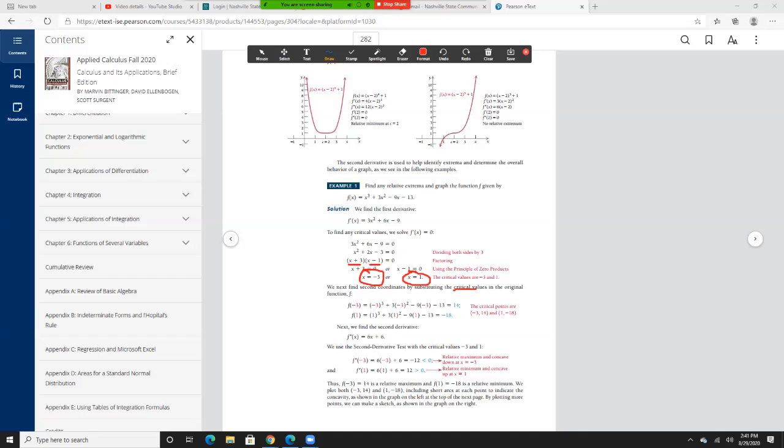And in this case, they went ahead and plugged in -3 and +1 into the original equation just to figure out where the critical points are on the graph. So one of the critical points is at -3, 14, and the other critical point is at 1, -18. Then they took the second derivative. The second derivative is 6x plus 6. Normally, the second derivative is a lot easier to work with.